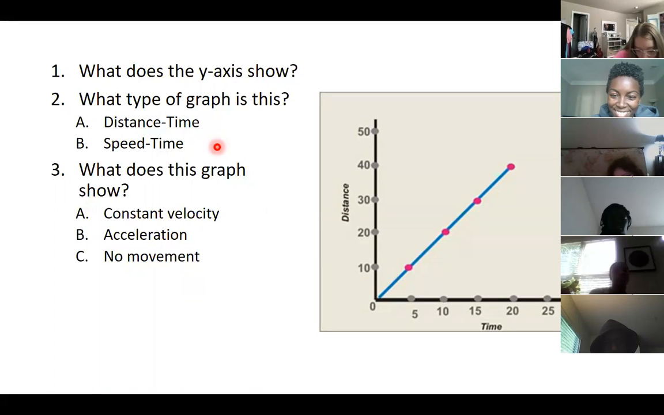Stephanie, did you hear me? What type of graph is this? Distance time or speed time? This graph right here.